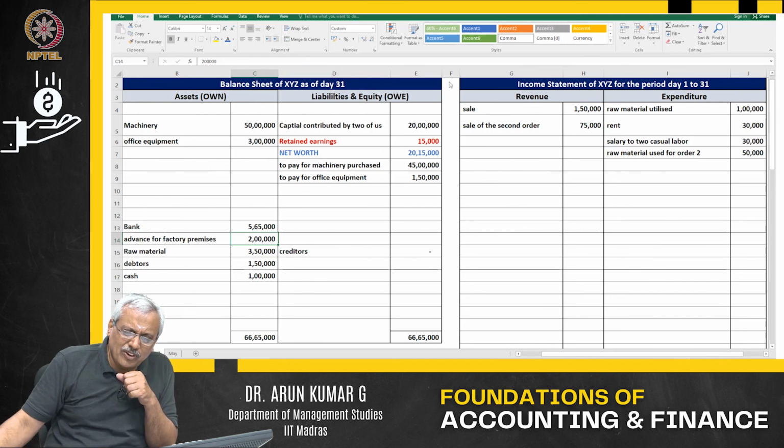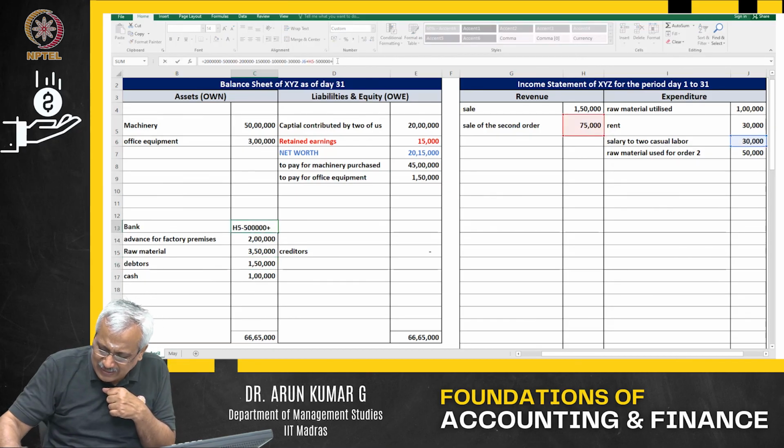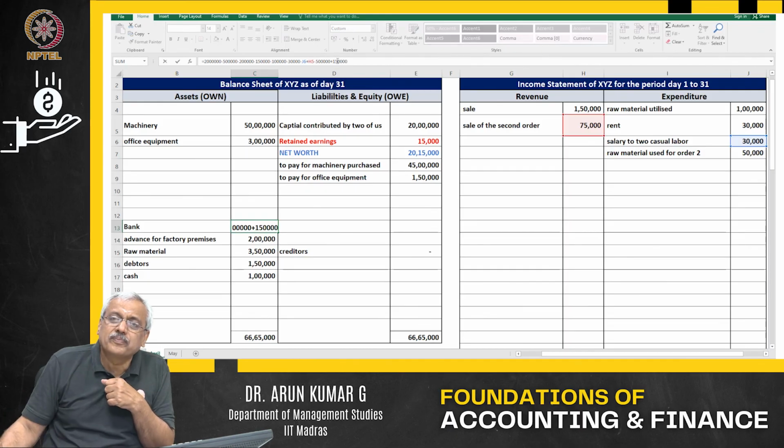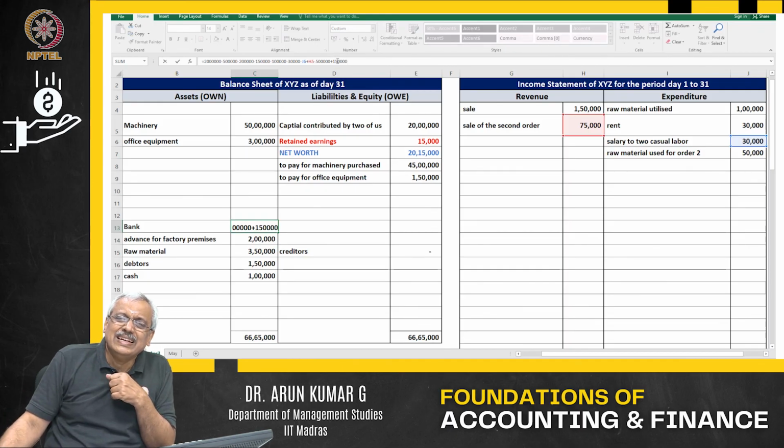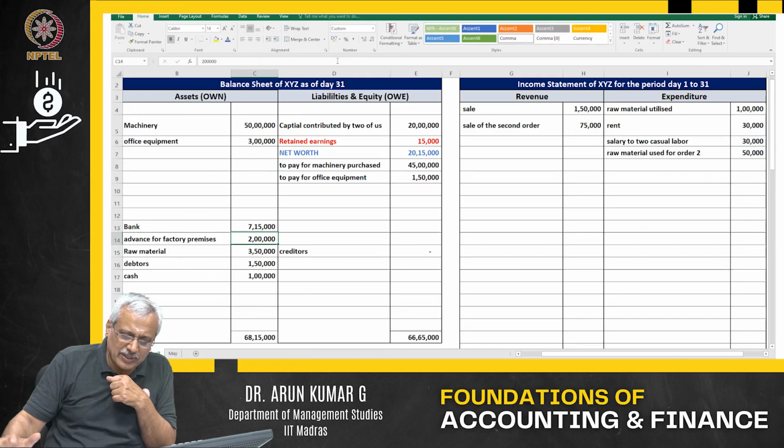Now I sold for 1,50,000 something out here, and that fellow has to pay me. Imagine he also pays me on the same day. Then what happens? My bank balance now increases by 1,50,000, and I am eligible to get from somebody 1,50,000.